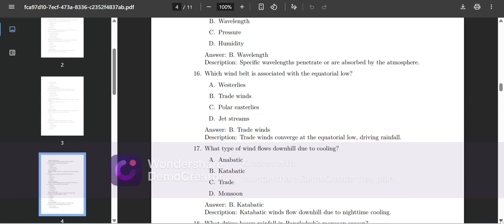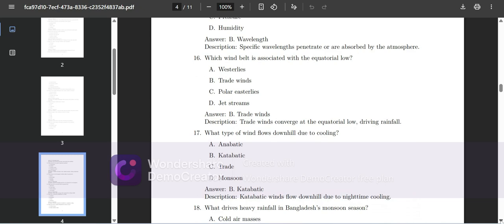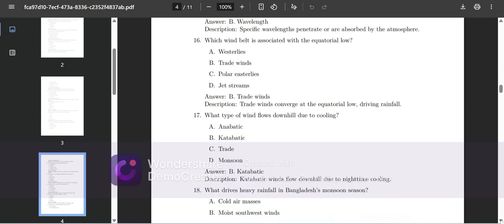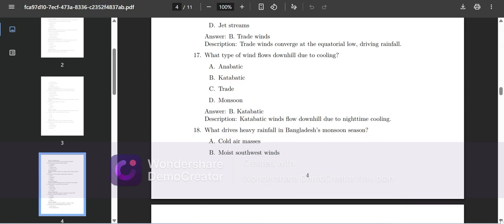Which wind belt is associated with the equatorial low? Trade winds. Trade winds converge at the equatorial low, driving rainfall. What type of wind flows downhill due to cooling? Katabatic. Katabatic winds flow downhill due to nighttime cooling.